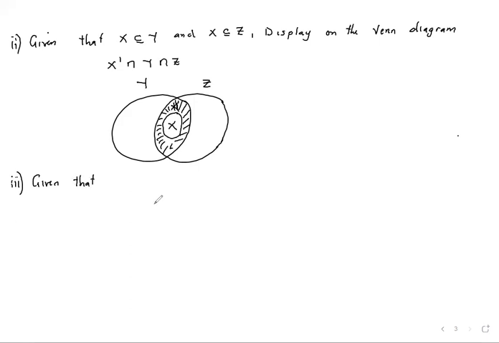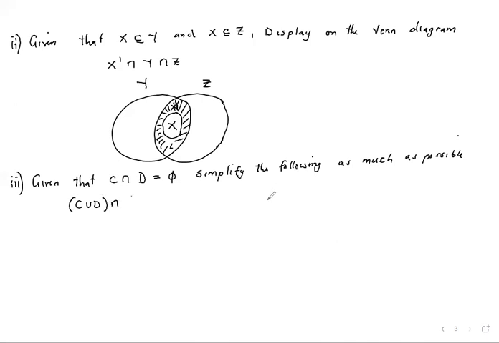Given that C intersection D is empty, simplify the following as much as possible. C union D intersection C complement intersection D complement.